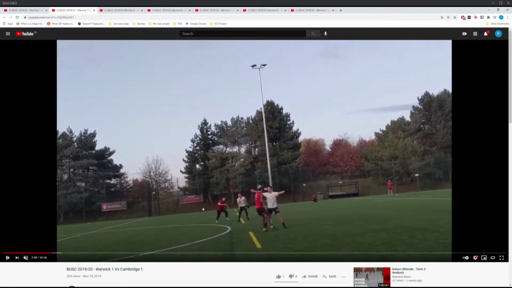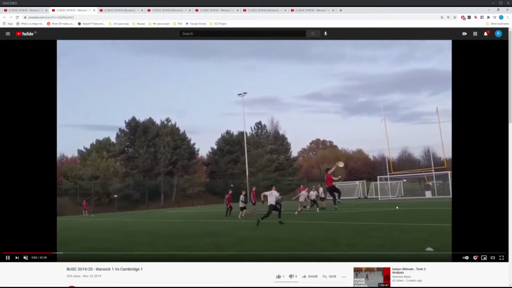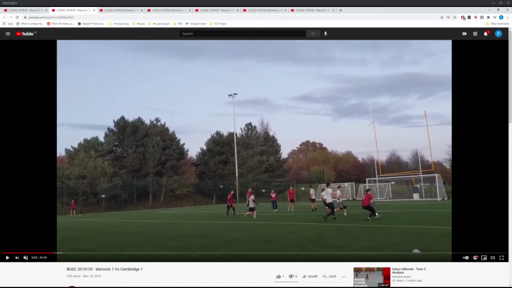So we have here a bit of a handler reset. So Dan decides he doesn't want to throw to Carver, so he fakes him. And pretty soon after Carver's faked, he then runs up the line to get the disc. So Carver runs. Who should be the continuation off of Carver's catch?